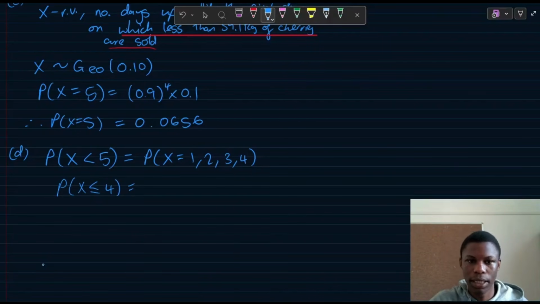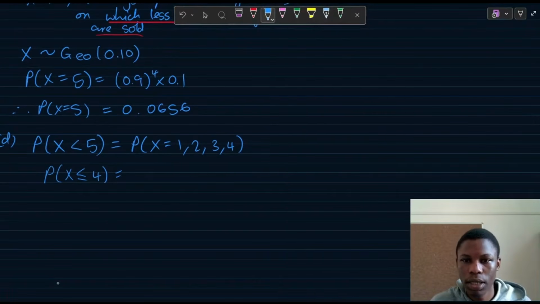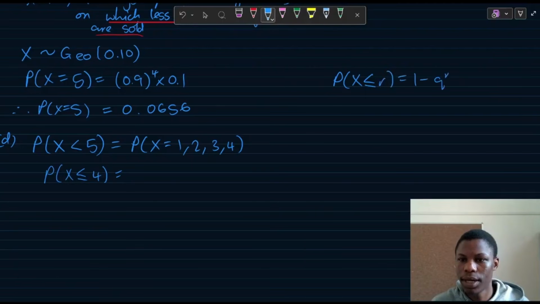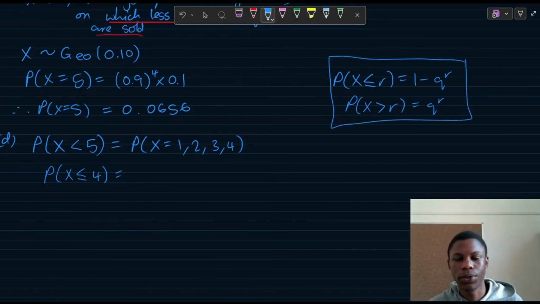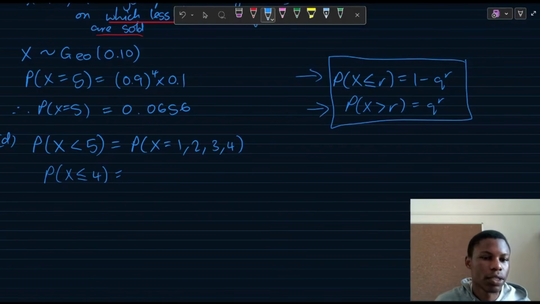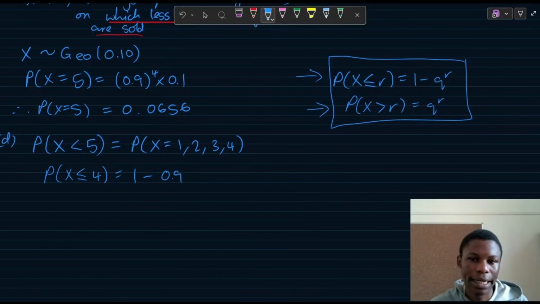The reason why I wrote it like that is because I want to use this beautiful formula that says the probability that x is less than or equal to r is equal to 1 minus q to the r. If it was greater than, the formula you would have used is this. So these are two formulas you can use to save you the work. So if it's less than, you try to force it here. If it's greater or equal to, you force it here, and then you use the formula. So in our case, that's 1 minus q is 0.9 and r is 4.